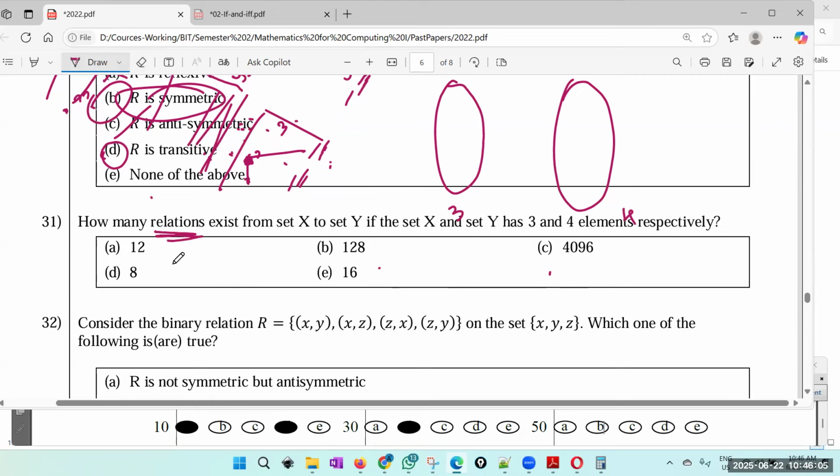So relations have no restrictions at all, right? Say this is A, B, C. This is P, Q, R, S. So how many relations exist from X to Y if set X and set Y have 3 and 4 elements? One relation may be just this one, with no other connections, right? Because it's a relation. But do they say that there must always be a mapping?